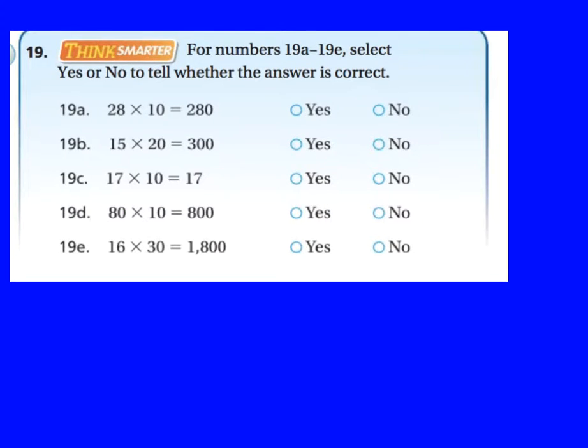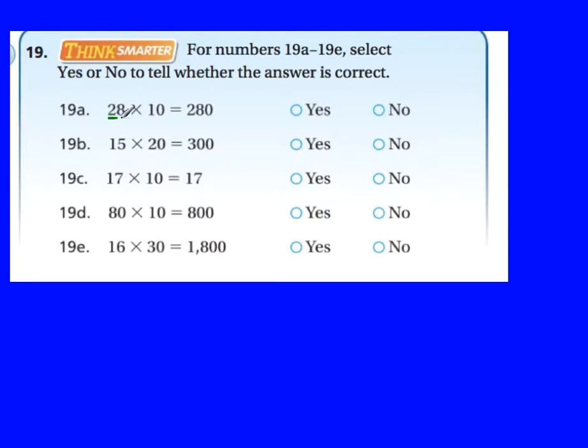I'm going to go ahead and skip this part. Oh no, actually, you know what? We can look at this because it's all mental math. It'll be quick. I don't even need to write this on graph paper. I can do this in my head. So for numbers 19A to 19E, select yes or no to tell whether the answer is correct. All right, 28 times 10. Is that 280?